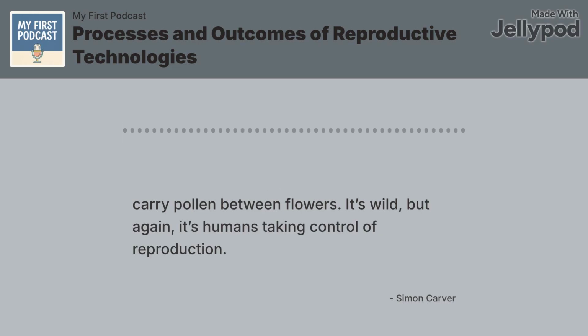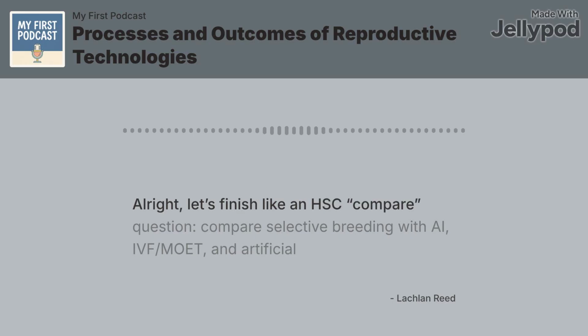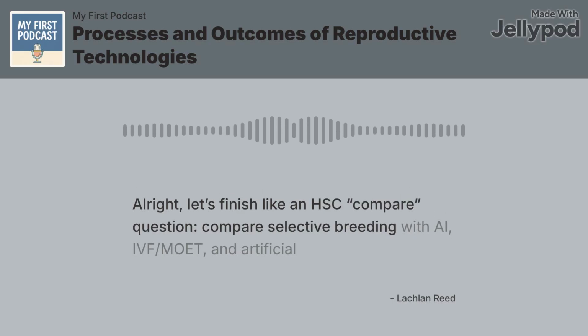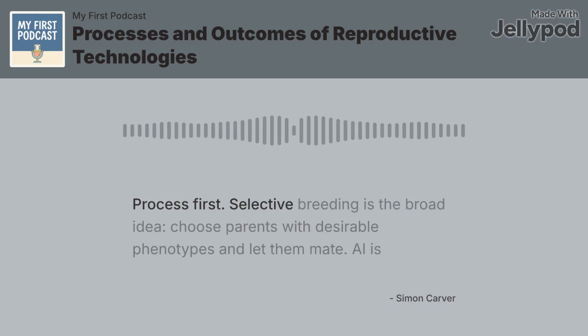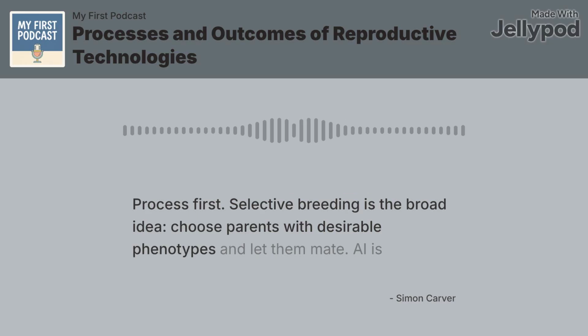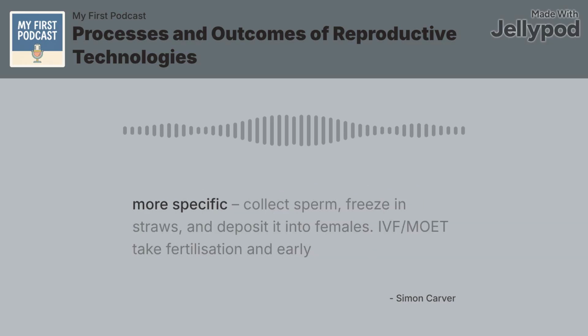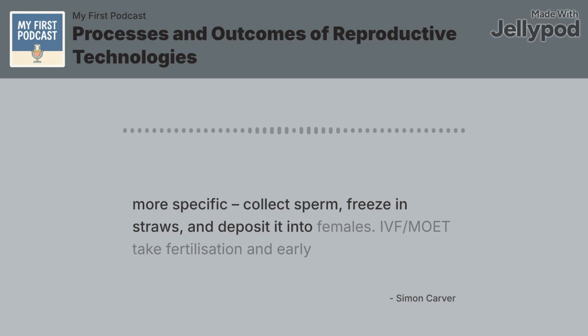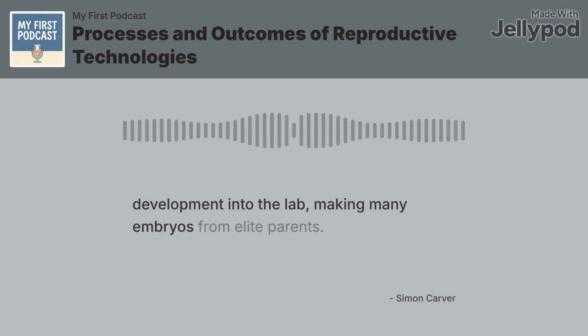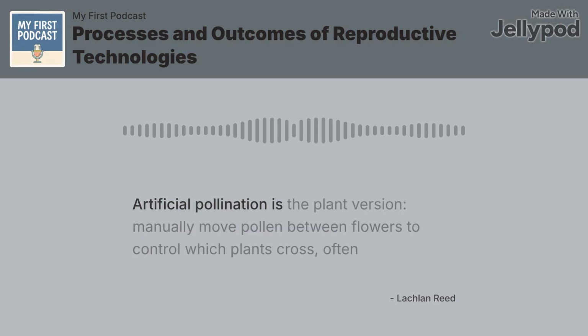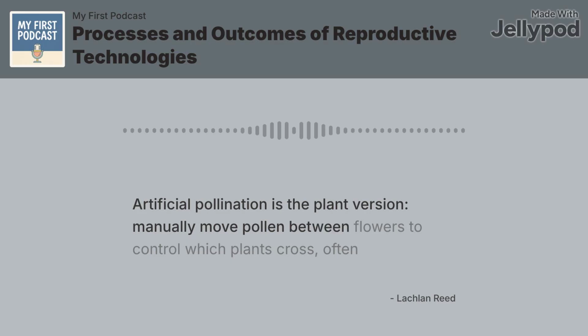All right, let's finish like an HSC compare question. Compare selective breeding with AI, IVF or MOET, and artificial pollination in terms of process and impact on genetic diversity. Process first. Selective breeding is the broad idea. Choose parents with desirable phenotypes and let them mate. AI is more specific. Collect sperm, freeze in straws, and deposit it into females. IVF/MOET take fertilization and early development into the lab, making mini embryos from elite parents. Artificial pollination is the plant version. Manually move pollen between flowers to control which plants cross, often to create hybrids.